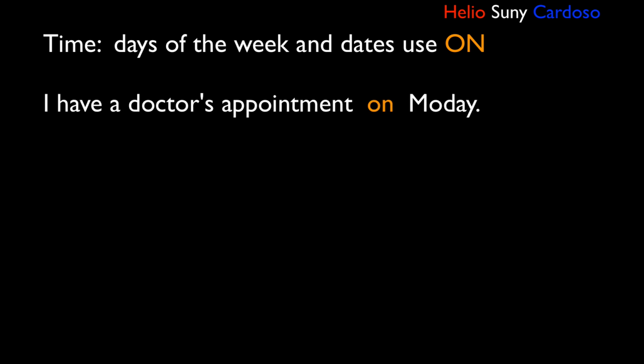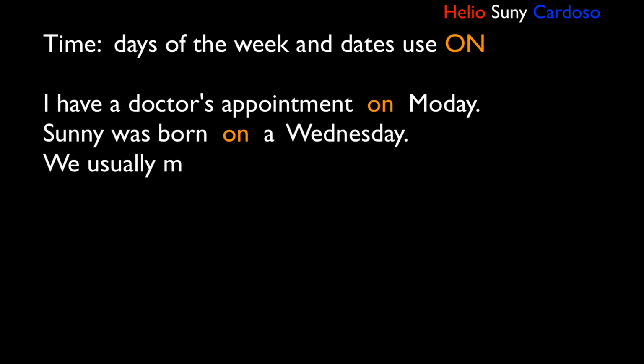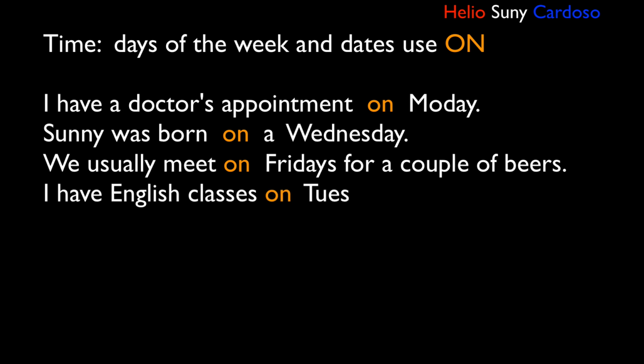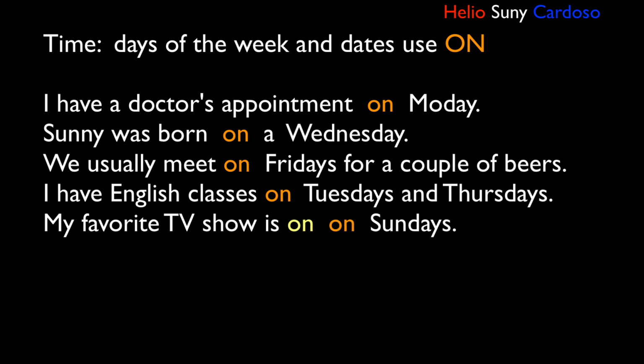Days of the week and dates we use on. I have a doctor's appointment on Monday. Sunny was born on a Wednesday. We usually meet on Fridays. I have English classes on Tuesdays and Thursdays. My favorite TV show is on Sundays. See, here we have on twice because a TV show is on TV. And then the time is on Sunday, is a specific date. So we have to repeat the preposition. One is attached to the show, the other to the day. So my favorite TV show is on Sundays.